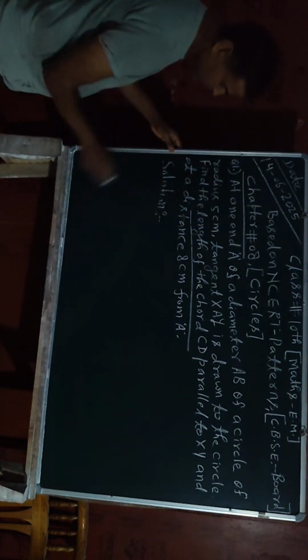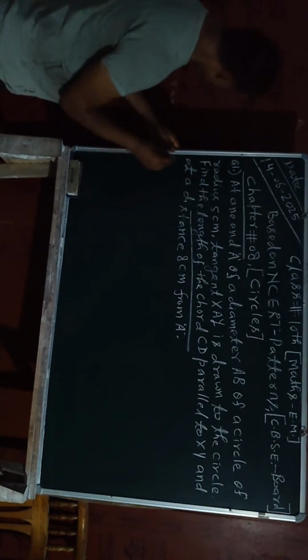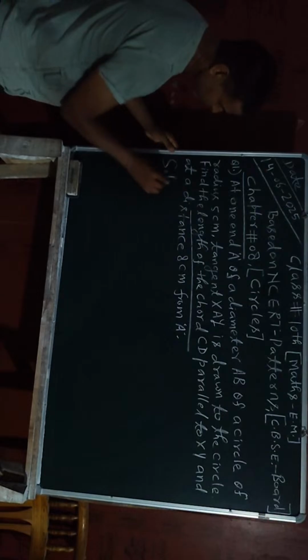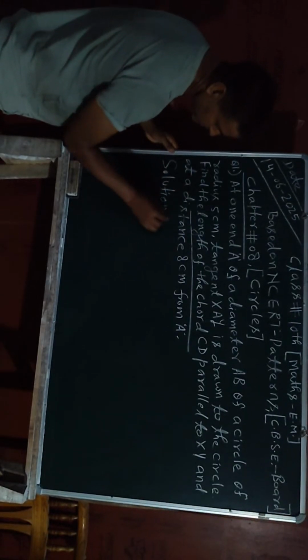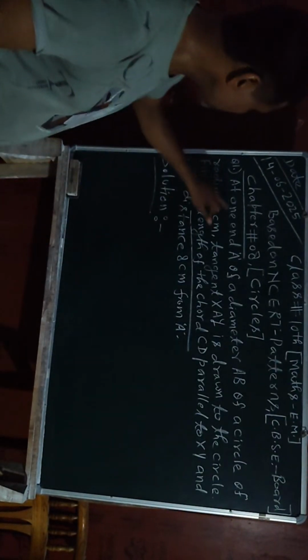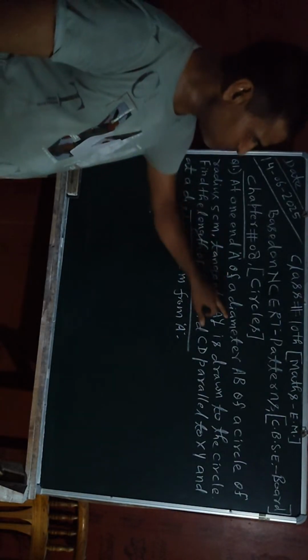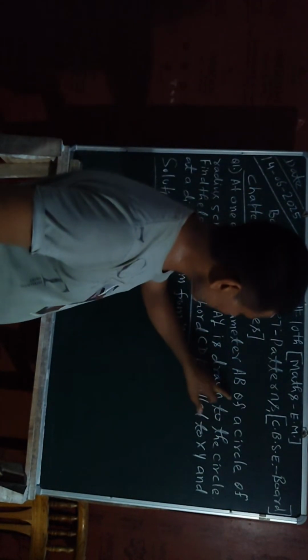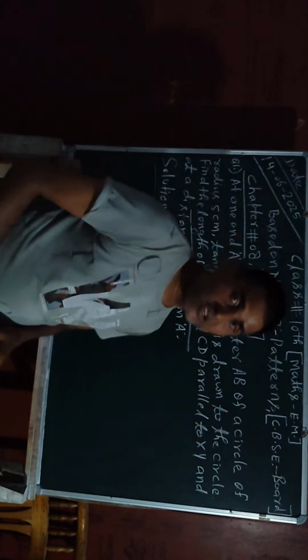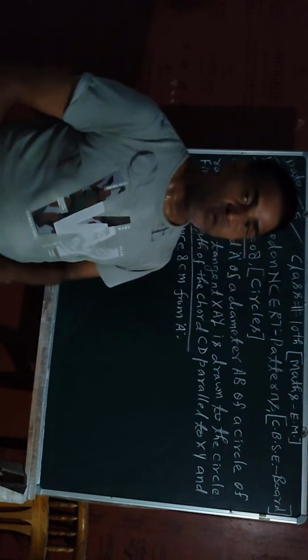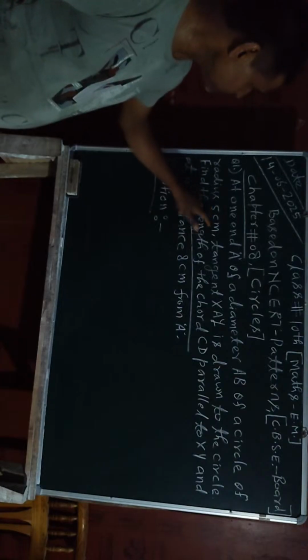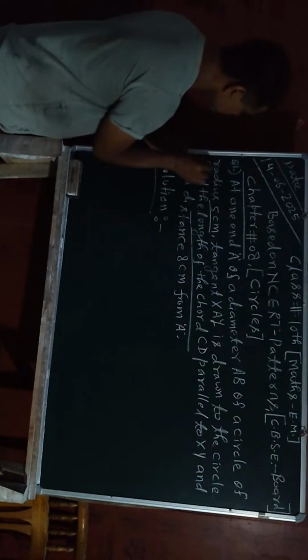Now I have written a solution. Solution means here I am going to write. First of all, I will read this question. At one end A of a diameter AB of a circle, here I will draw a circle whose diameter is AB. The radius is 5 centimeter. It means that the circle has a radius of 5 centimeter. This is the information given in the question, so I will utilize it.